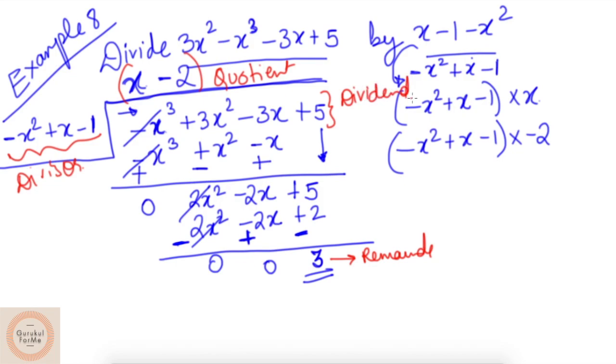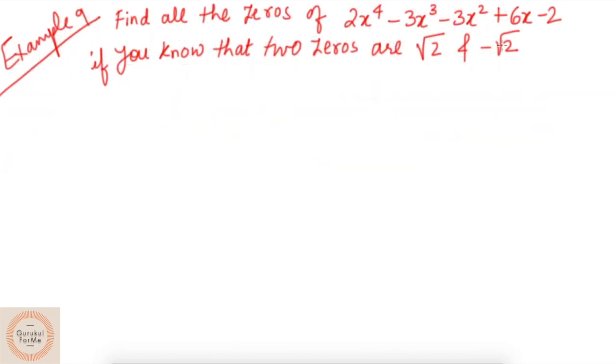Okay, so they are saying that we are given a polynomial which is 2x raised to 4 minus 3x cube minus 3x square plus 6x minus 2. And you have to find all the zeros. What does zeros mean? Zeros means roots. For a polynomial with degree 4, how many roots at max can it have? 4 roots. So we know the first thing here: at max it can have 4 roots, or we can say 4 zeros.